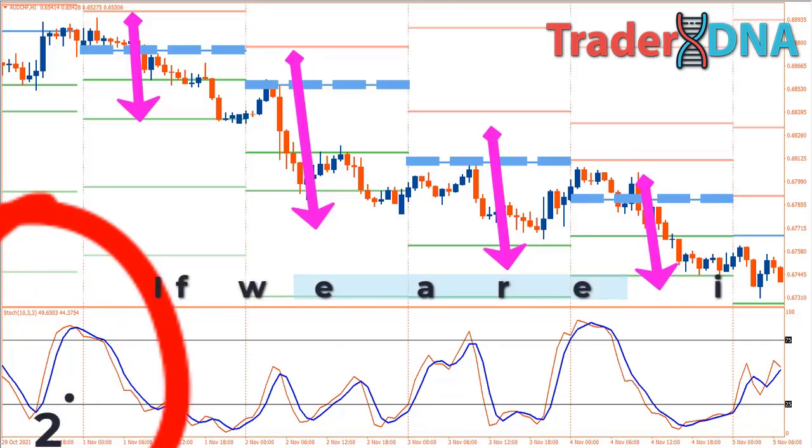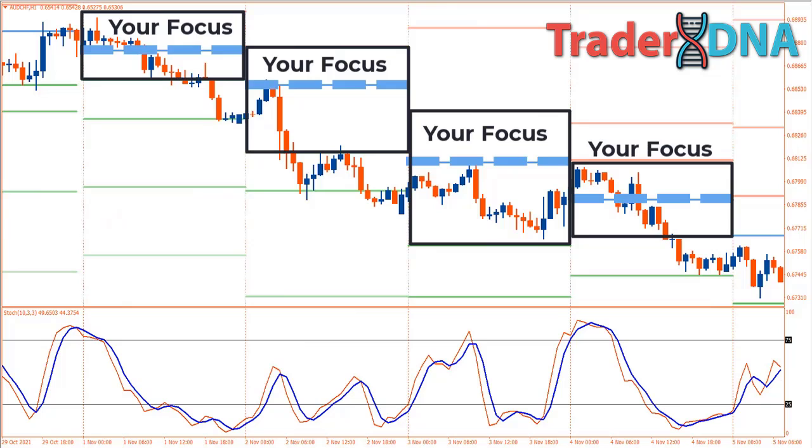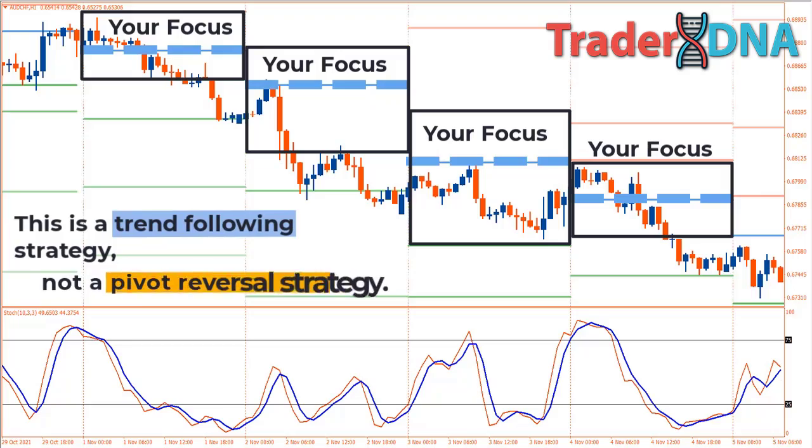So, don't focus on support 2 and support 3 levels or resistance 2 and resistance 3 levels in a strong upward or downward trending market, since these levels are not often tested during a strong bullish or bearish advance. This is a trend following strategy, not a pivot reversal strategy.